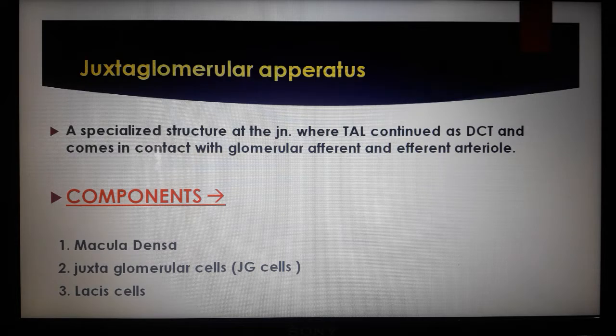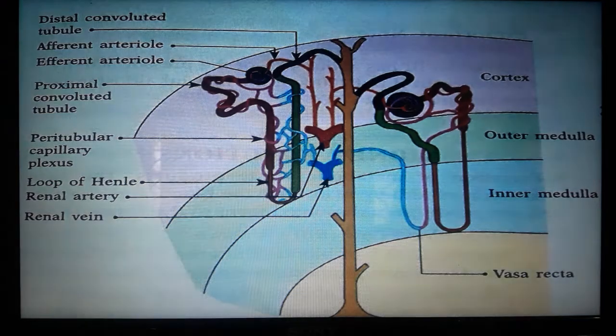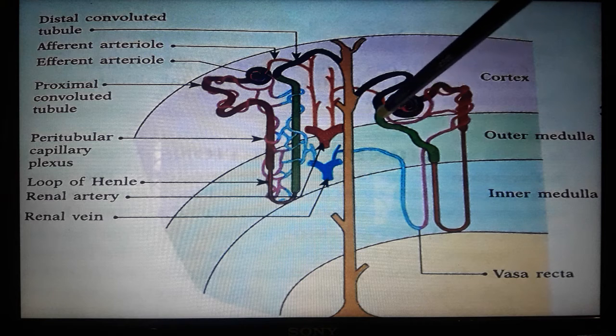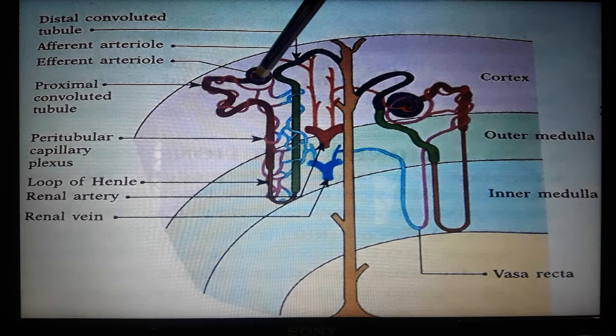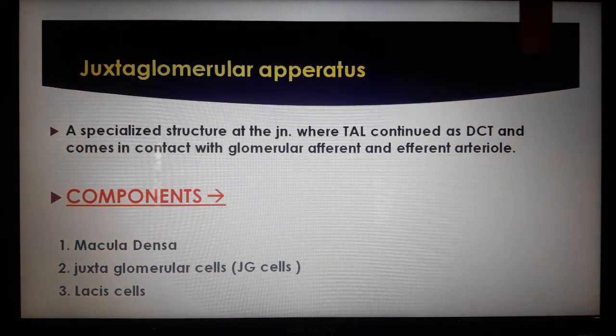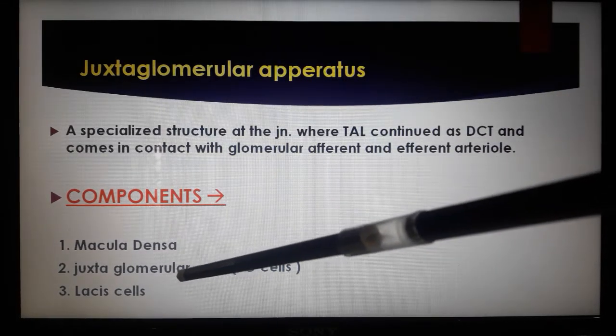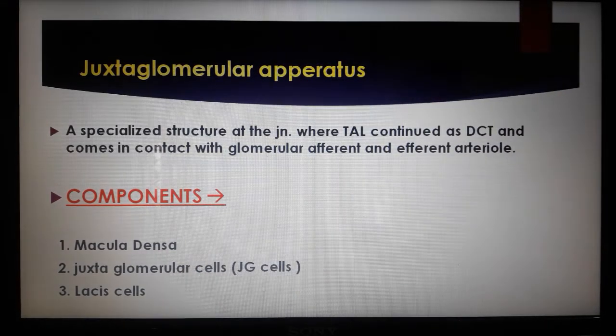This is the structure. The thick ascending limb continues as the distal convoluted tubule, and it comes in contact with the afferent and efferent arteriole in both the cortical nephron and the juxtamedullary nephron. The components are the macula densa, the juxtaglomerular cell or Goormaghtigh cell, and the Lacis cell.